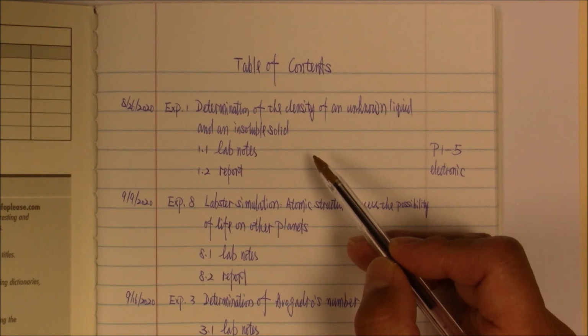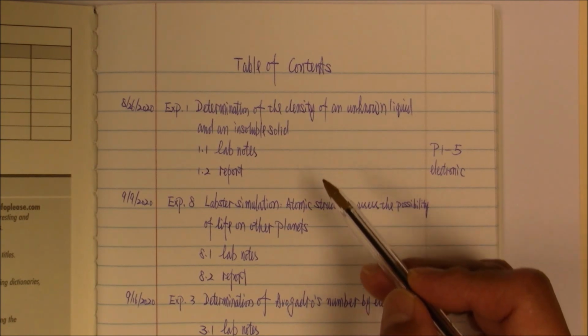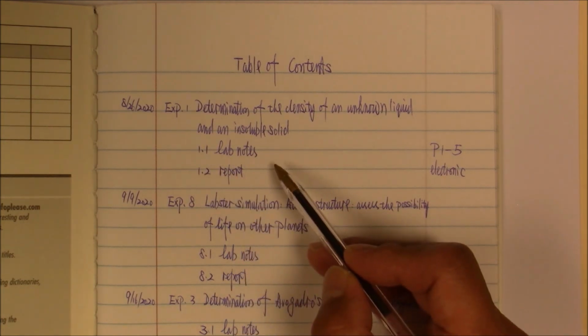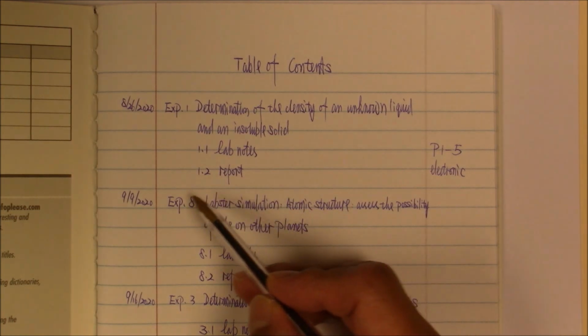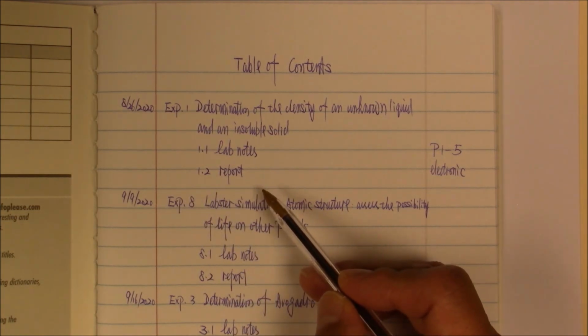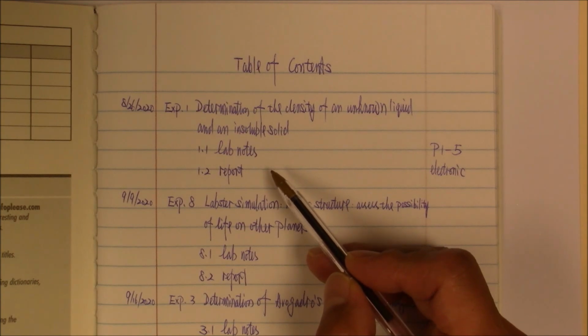There are 2 parts for each experiment. The first part is called lab notes. The second part is called report. You must have the lab notes ready before you enter the lab. You will finish the lab notes by the time you finish the experiment because you need to put down the numbers from the measurements in the lab notes.